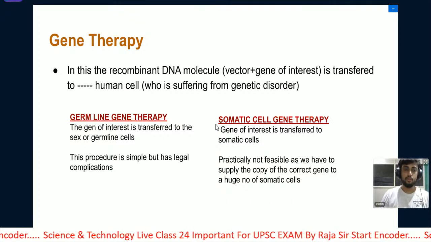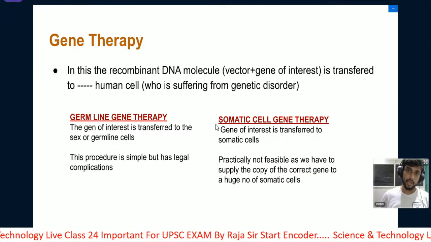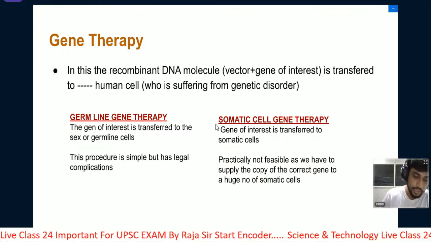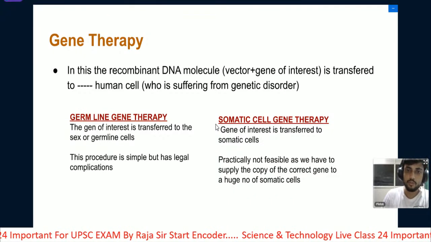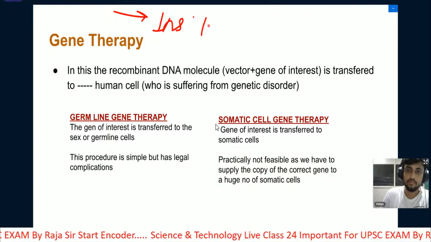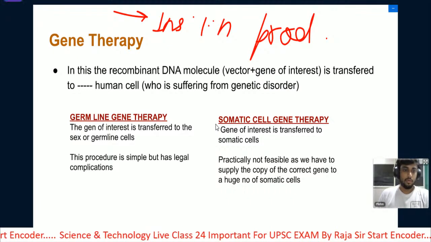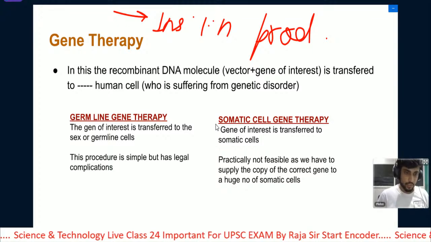Now please write the uses of genetic engineering, gene cloning and gene therapy. One thing we can write is the production of insulin for diabetes. One thing is insulin production.